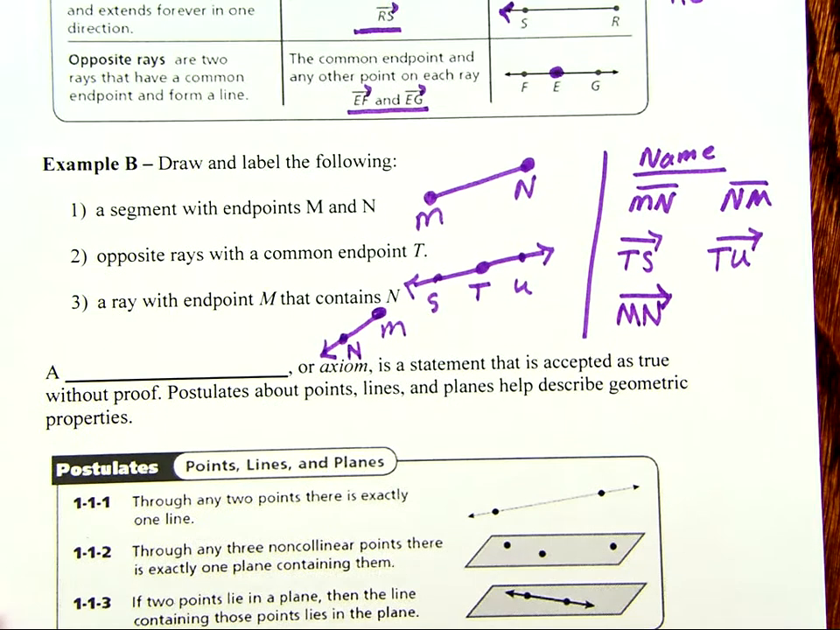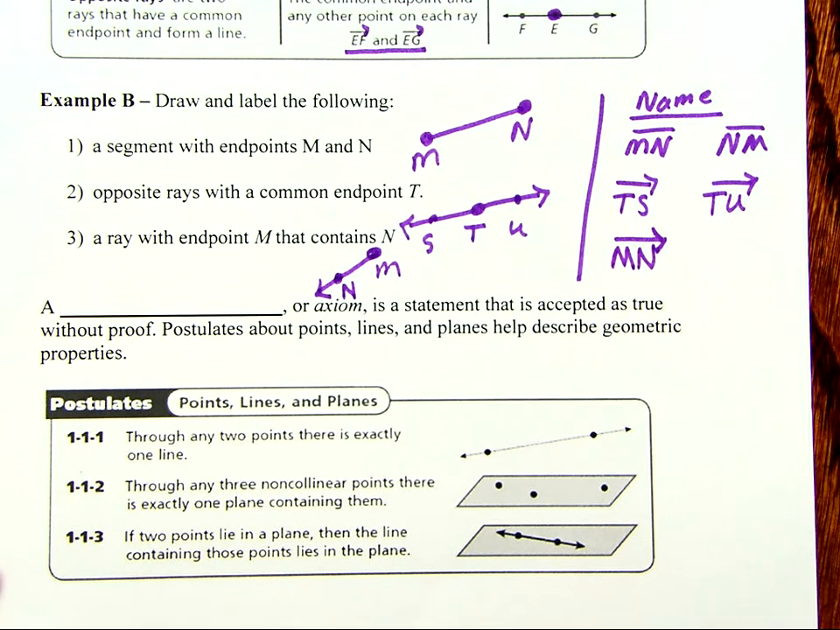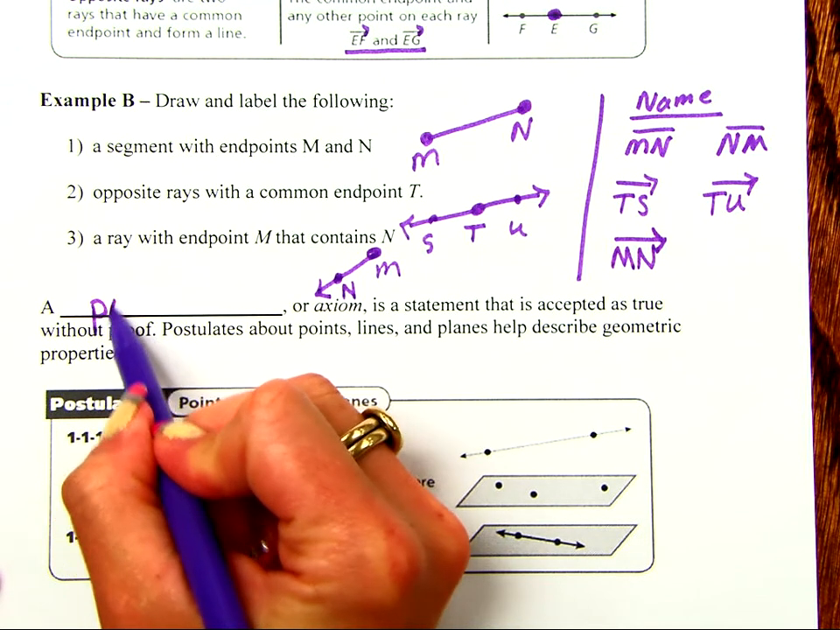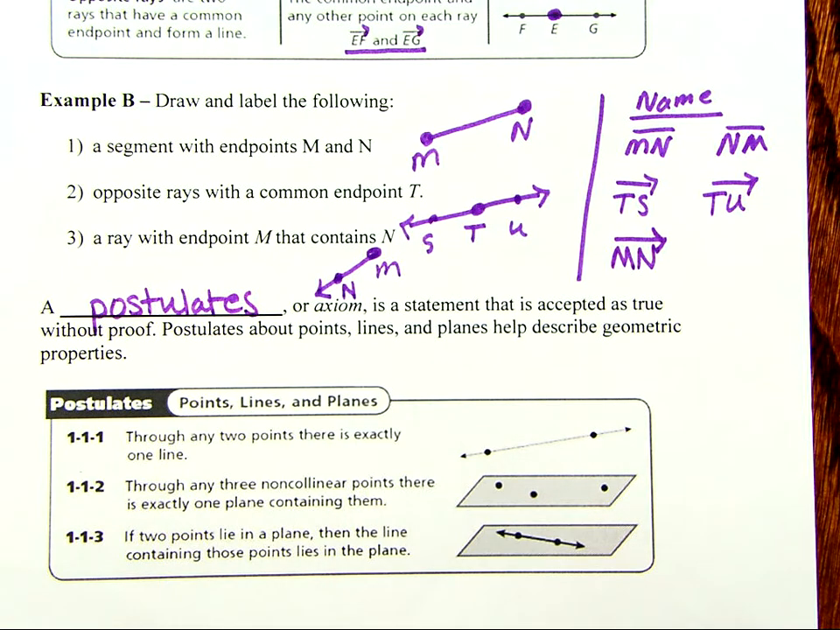In geometry, we have statements that are given to us as truths. And those truths we're going to refer to as our postulates. Sometimes they can be a little bit confusing, but in our postulates, in the charts in the book, they are numbered. It simply means Chapter 1, Lesson 1, Postulate 1. Chapter 1, Lesson 1, Postulate 2.